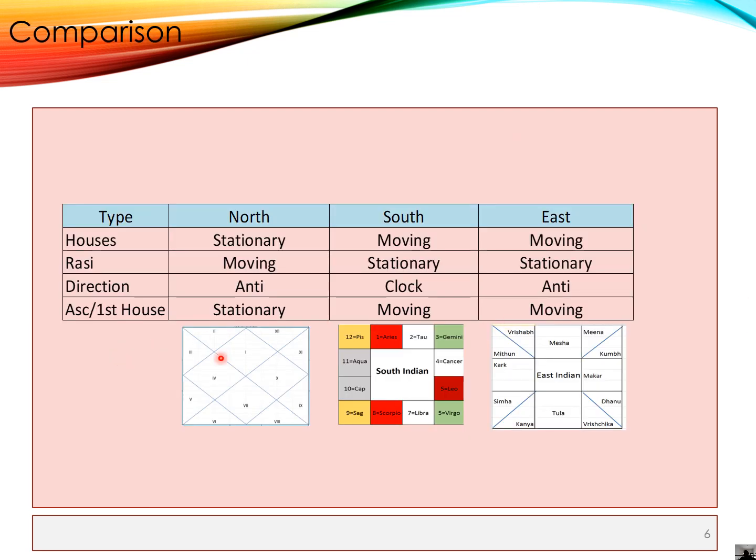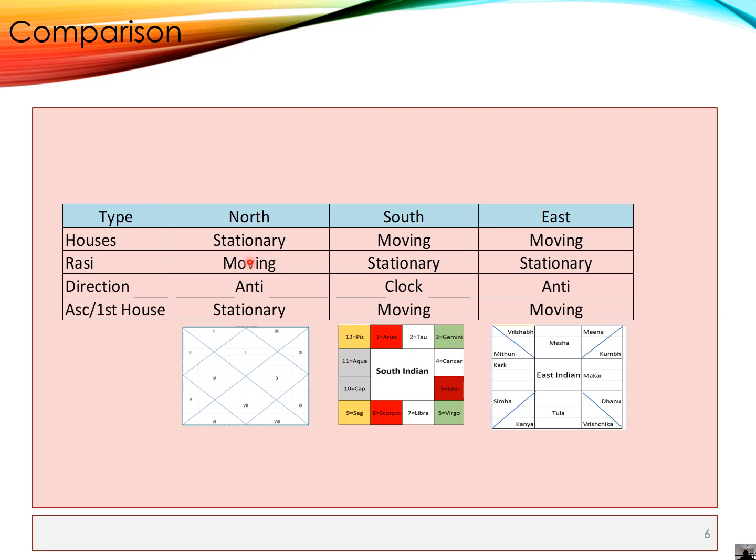So I've given a comparative view here. This is the north looking chart, the south and the east. North one, if you remember, houses are stationary. South, the house will move where your ascendant is, and east again is similar to south. Wherever ascendant is, your houses will be. Accordingly, house number 1 onwards, it starts.